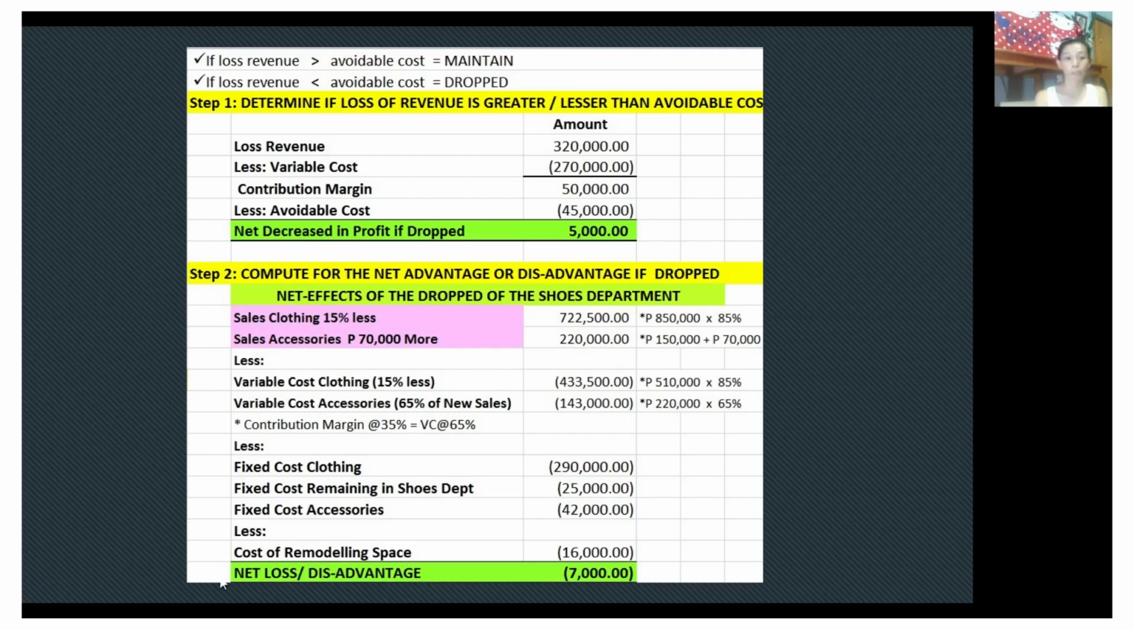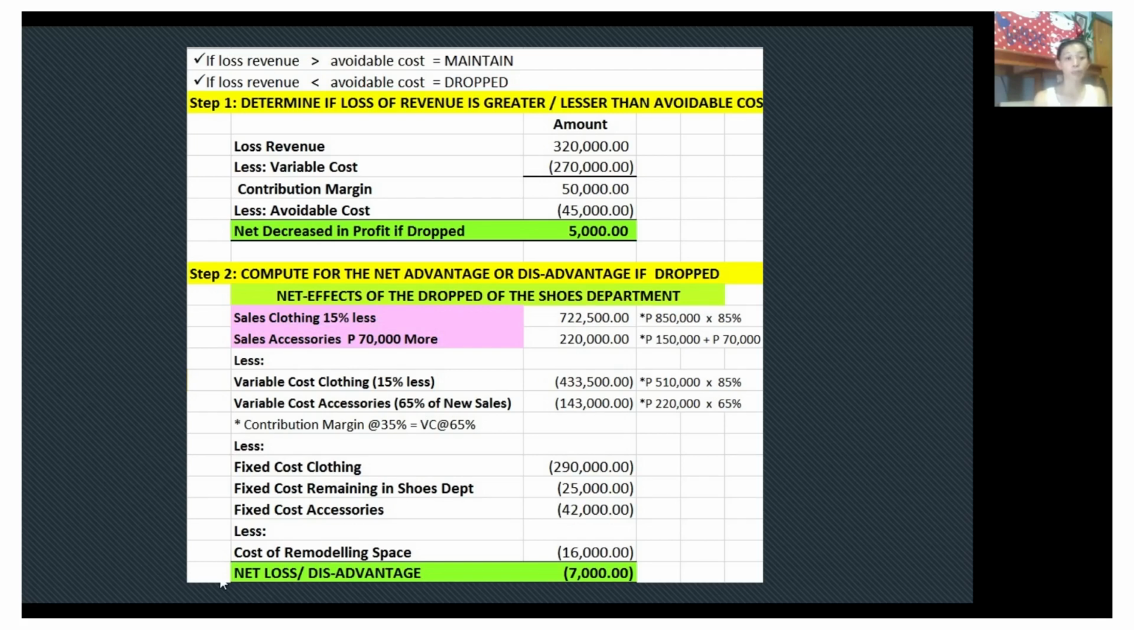Lost revenue is 320,000 pesos, less the variable cost of 270,000 pesos. The contribution margin is 50,000 pesos, the contribution margin of the shoe department. For the avoidable cost, we know the eliminated cost is 45,000 pesos. So there is a positive 5,000 pesos. Meaning, this is the decrease in profit if the shoe department will be dropped or eliminated.